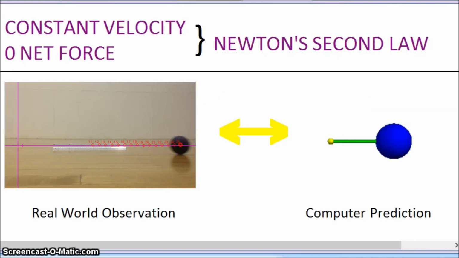Despite slight errors, this lab shows one great example of how Newton's second law can be observed in the real world. When the net force acting on an object is zero, the object follows Newton's second law and demonstrates, as our racquetball did, constant velocity motion.